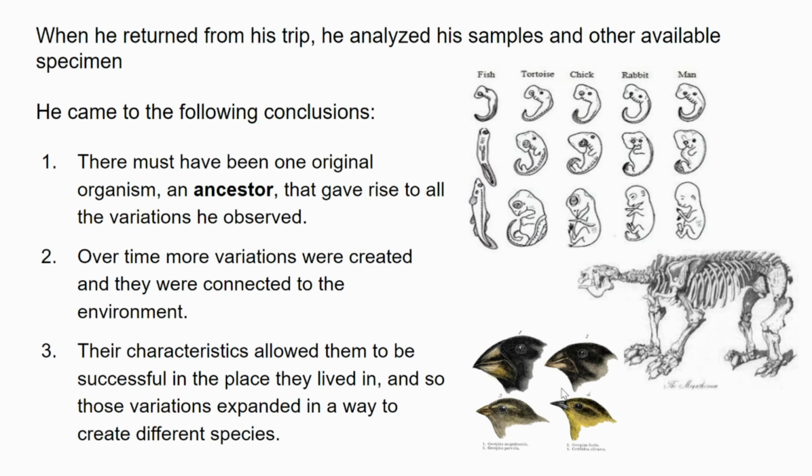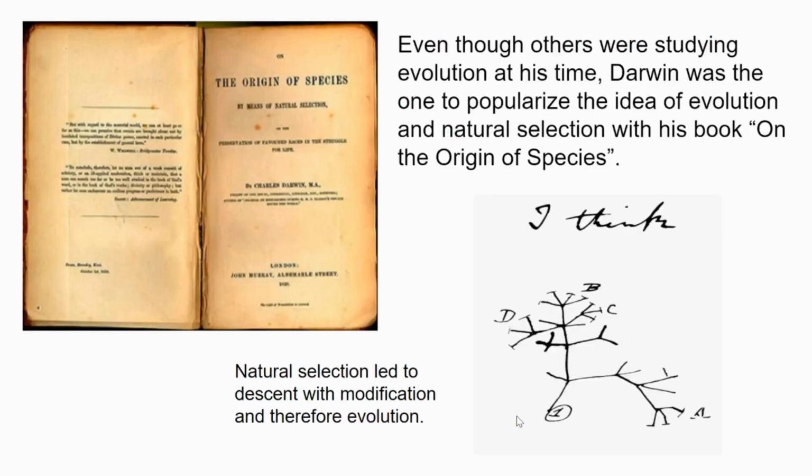Number two, over time, new variations emerged, and the variations that each possessed were connected to their environment. And three, the characteristics that each organism possessed helped them survive in their unique environment. And over time, that would mean that the variations between populations allowed for the creation of new species. So he wrote his book on the origin of the species and published it in 1859, detailing the process of natural selection and how it would ultimately create new species over longer periods of time.